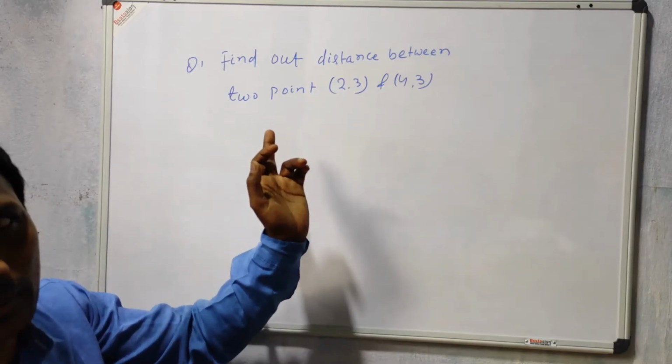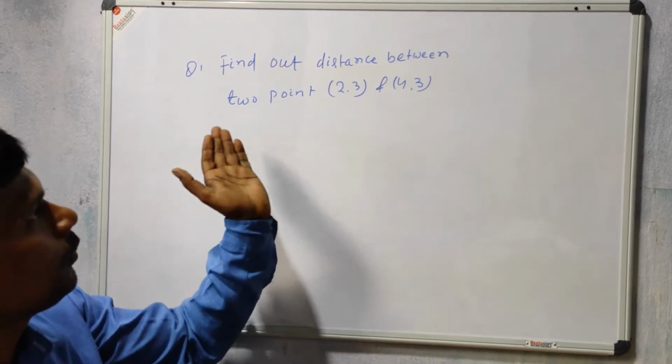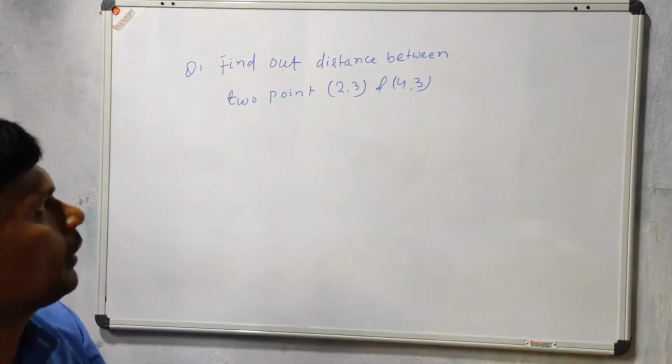Find the distance between the two points. This is one point, this is another point. So how can we solve it?